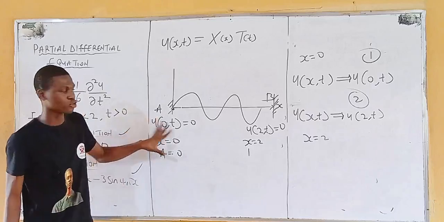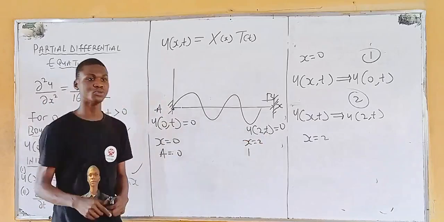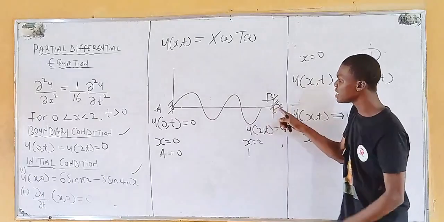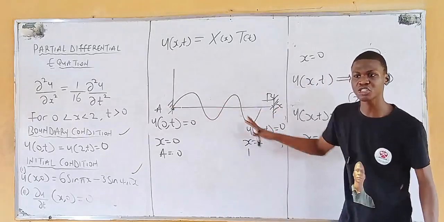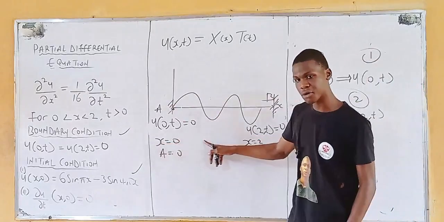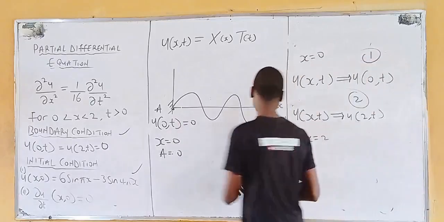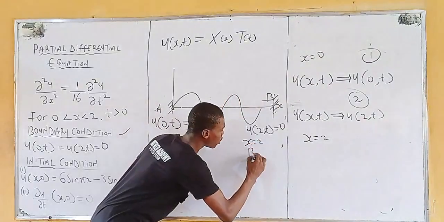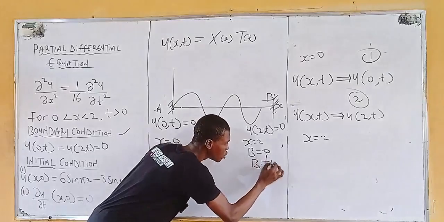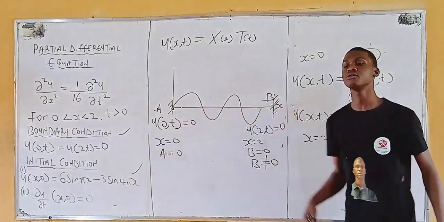Using that same idea to answer this, when x equals 2, B will be 0. But is it possible? It is not possible. Why is it not possible? Because B is the last end. If B is 0, meaning wave has not occurred, oscillation has not occurred. Are you getting me at all? We said x equals 0, A is equal to 0. Using the same idea, when x equals 2, I'm having B equals 0, but it is not true. B cannot be equal to 0. B is not equal to 0. True or false? True. The question now is, why is B not equal to 0?